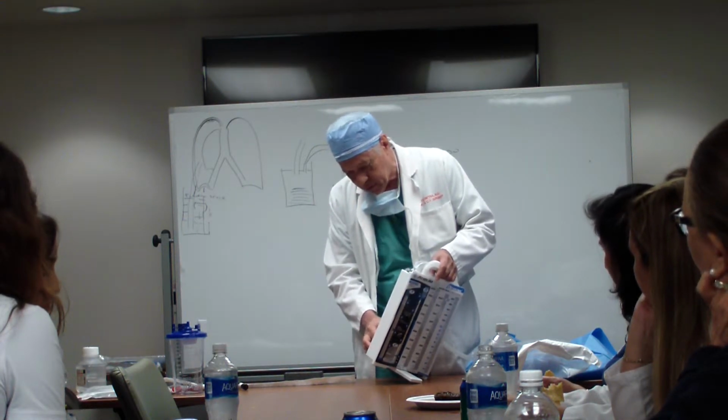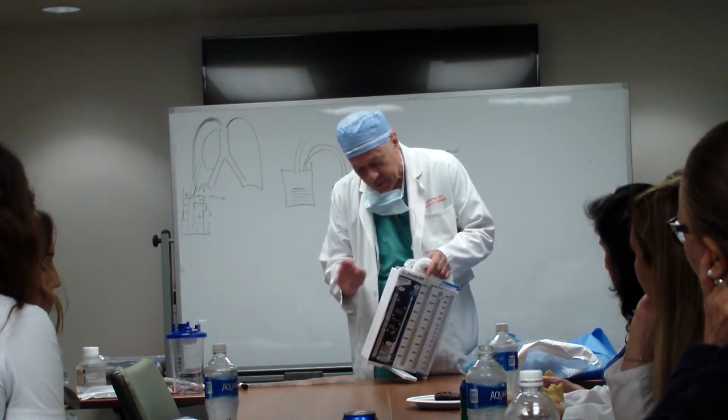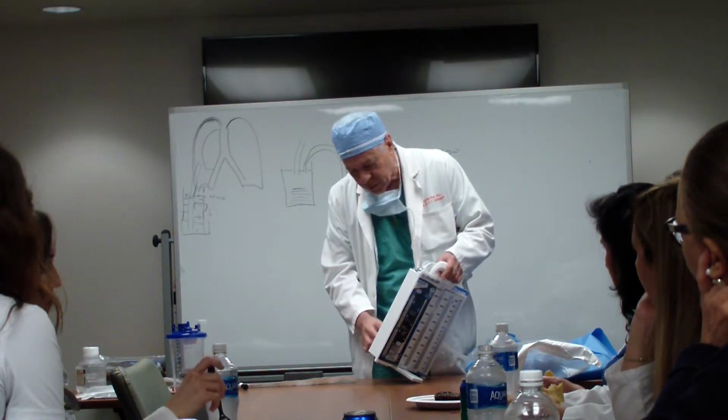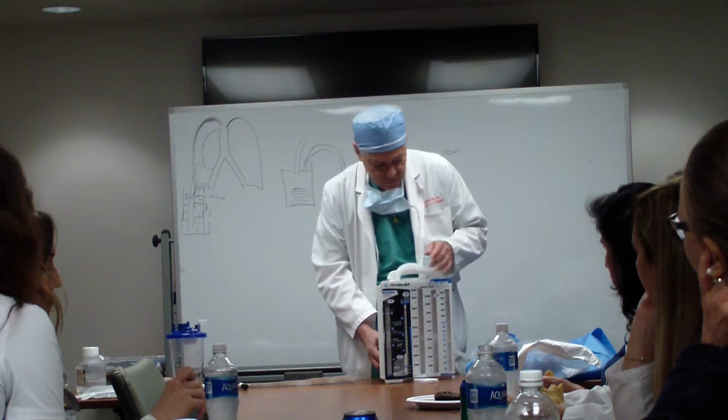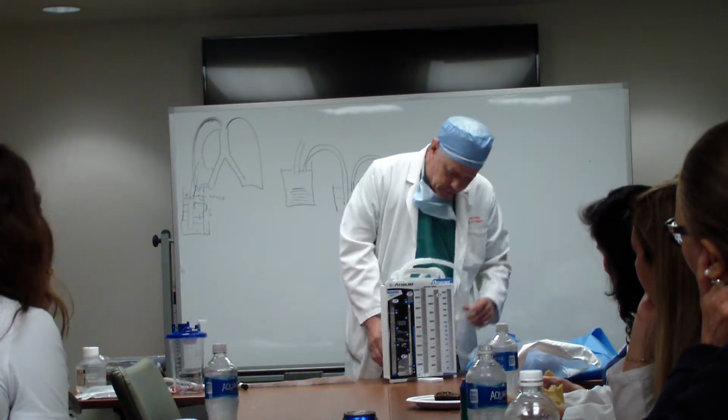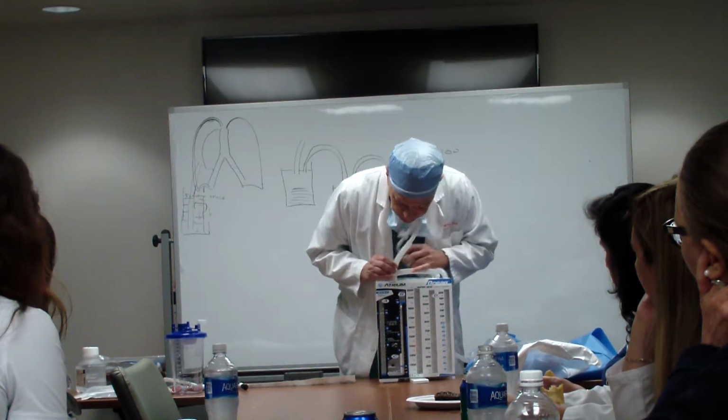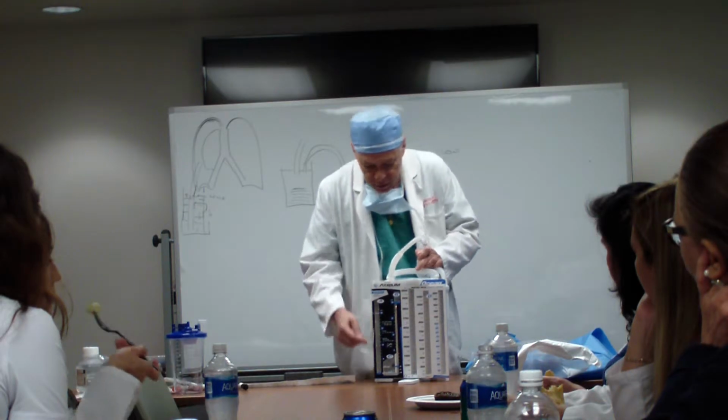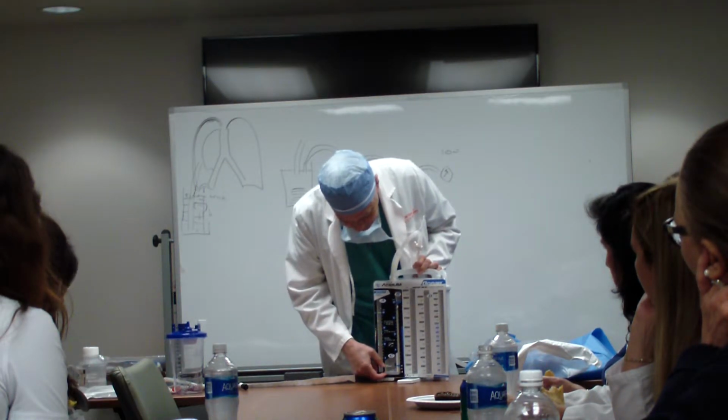You put the water seal here. Otherwise, you put it through here. In this case, it's through here. You put the water here to that level, 2 centimeters. And then you fill this with the amount of negative pressure that you want.